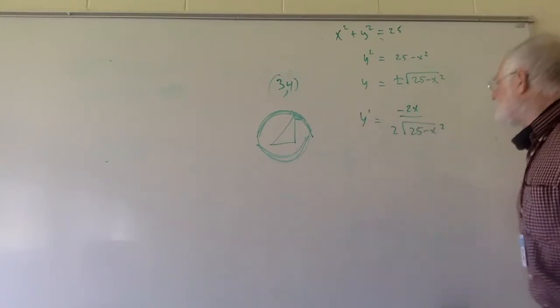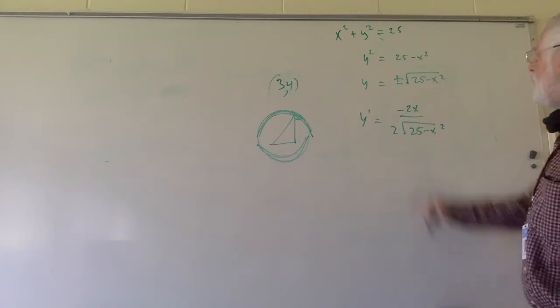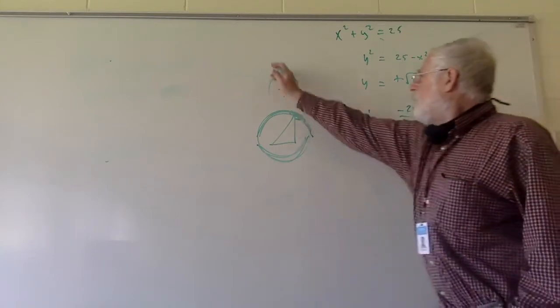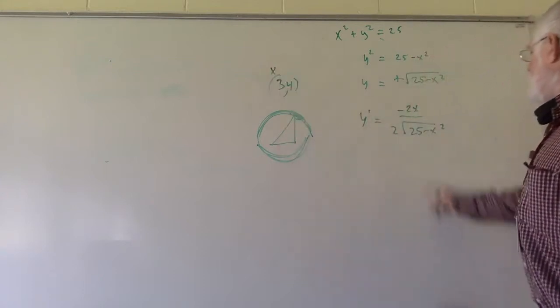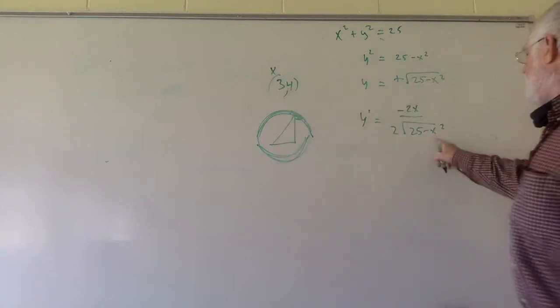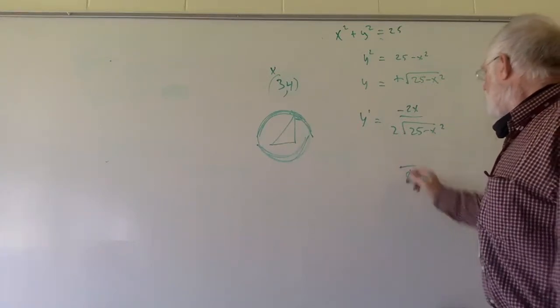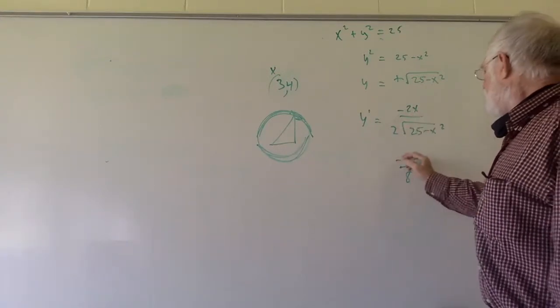Okay, so what do we got? On the top half, I'm only doing the top half now. Coordinate 3, 4. No, I'm only using the x value. So I put in the x: 25 minus 9 is 16, square root of 16 is 4, 2 times 4 is 8, and minus 2 times 3 is minus 6.